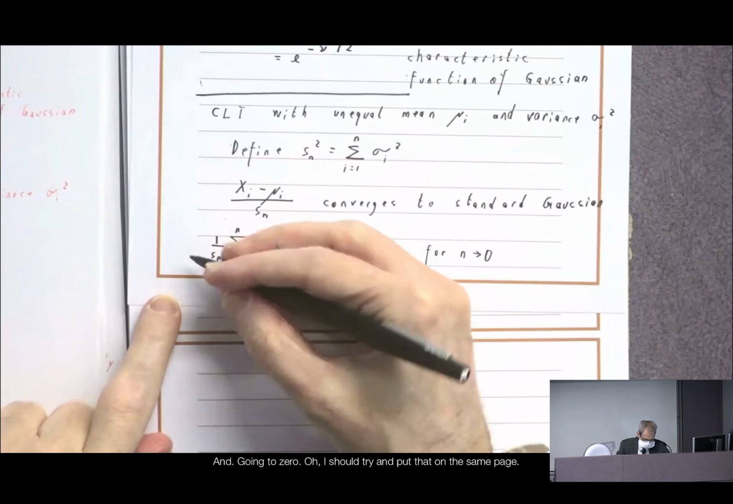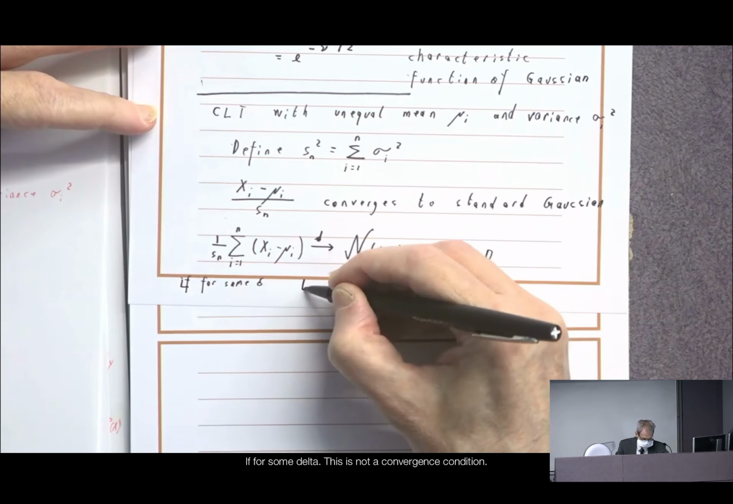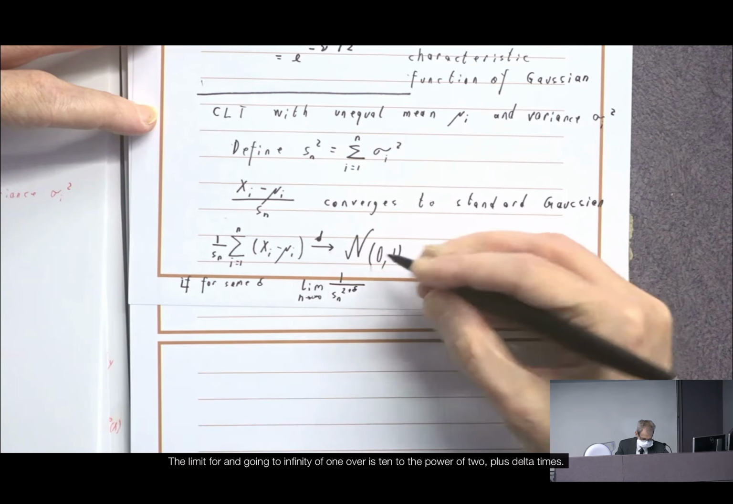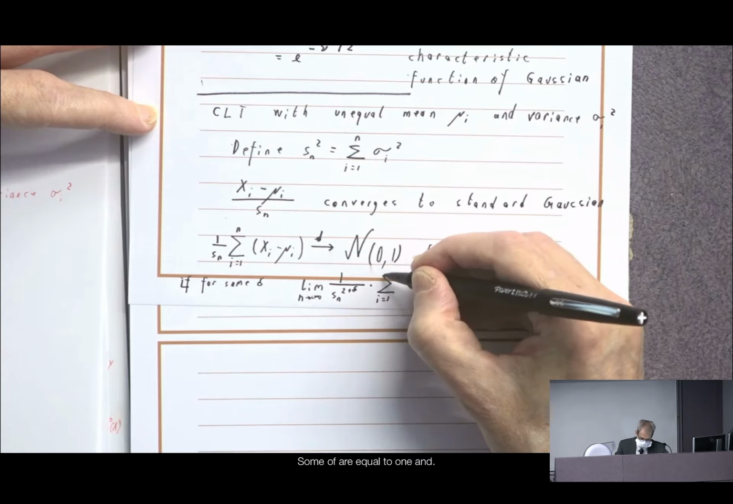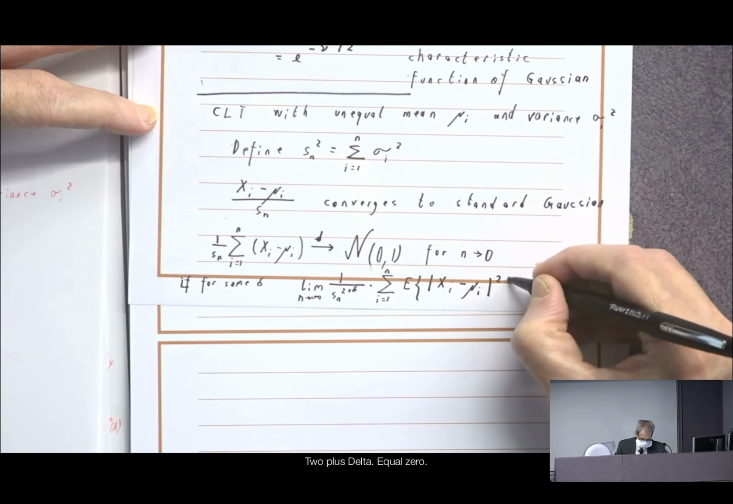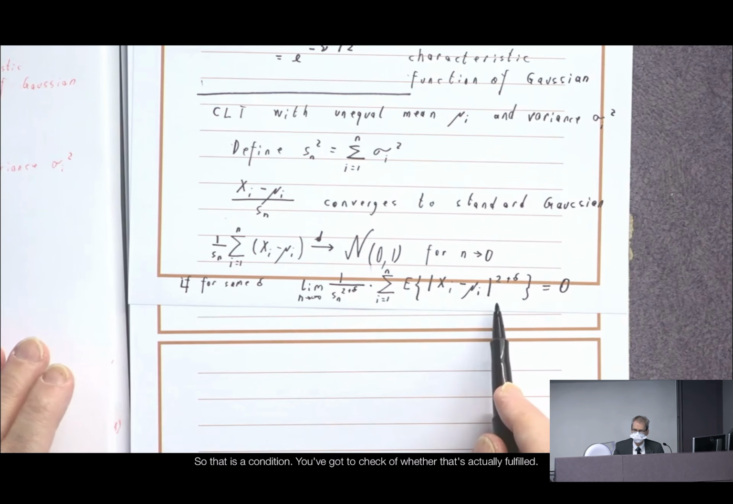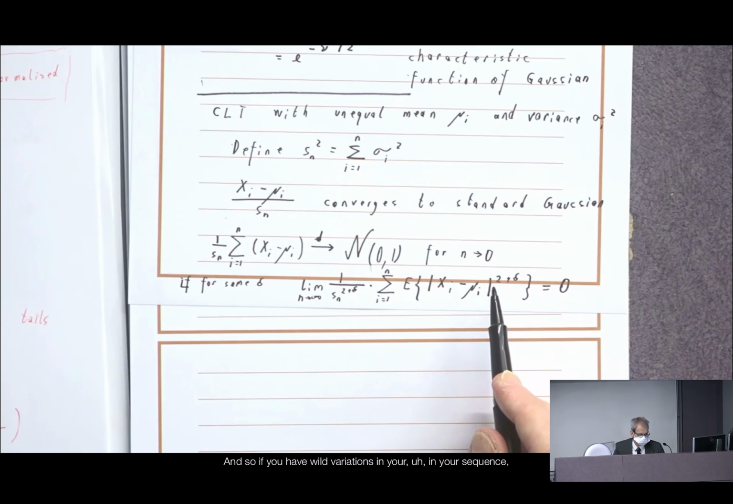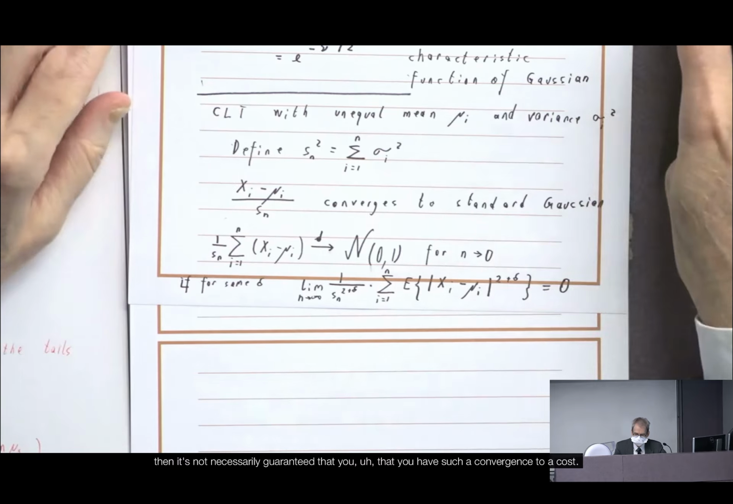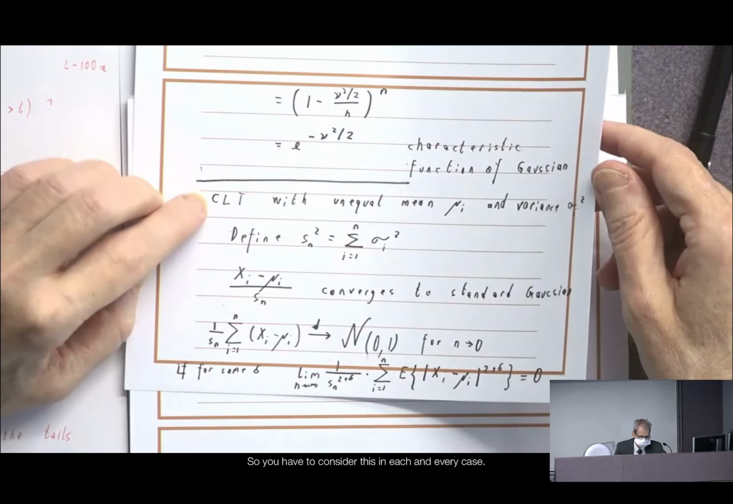If, for some delta, this is not a convergence condition, right? The limit for n going to infinity of 1 over Sn to the power of 2 plus delta times the sum from i equal 1 to n of the expectation of |xi minus mu i| to the power of 2 plus delta equals 0. So that is a condition you've got to check, whether that's actually fulfilled. And so if you have wild variations in your sigmas, then it's not necessarily guaranteed that you have such a convergence to a Gaussian. So you have to consider this in each and every case.